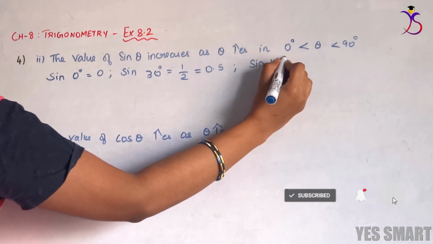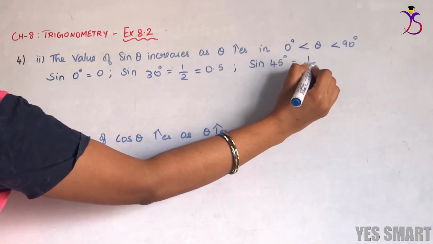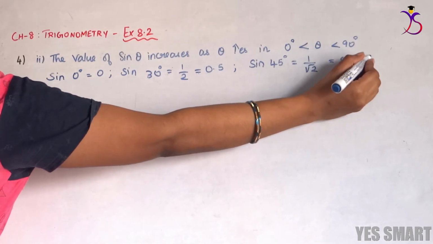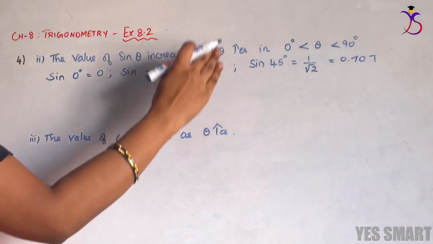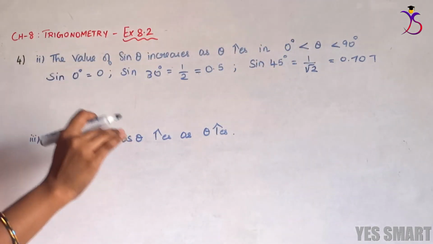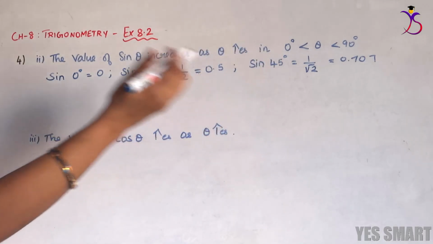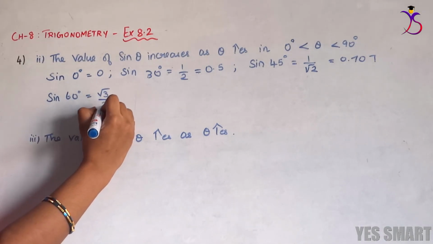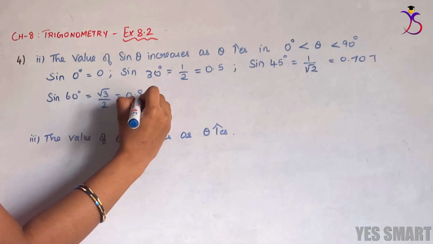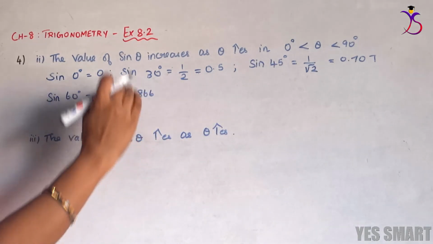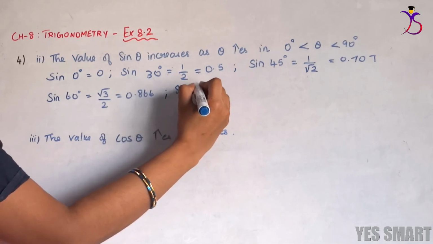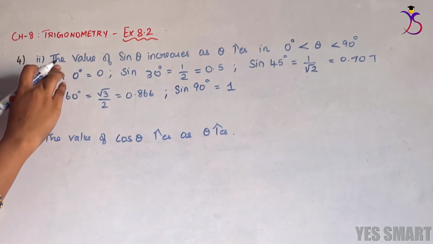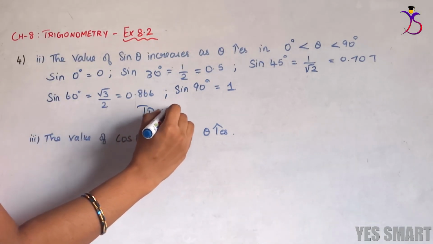Next sin 45 degree. The value is 1 by root 2, which is 0.707. Now while comparing, the value keeps on increasing from 0.5 to 0.7. As the theta value increases, the value keeps on increasing. Let's try a few other numbers. Sin 60 equal to root 3 by 2, which is 0.866. So from 0.7 it has increased to 0.8. Next we will try sin 90. The value is 1. So from 0.8 the value increases to 1. Therefore the given statement is true.